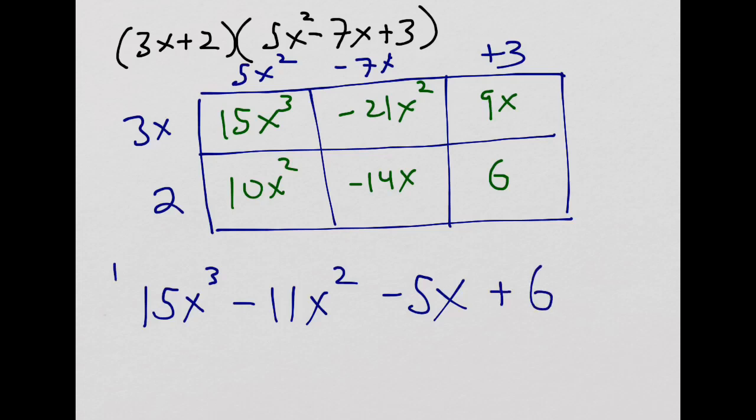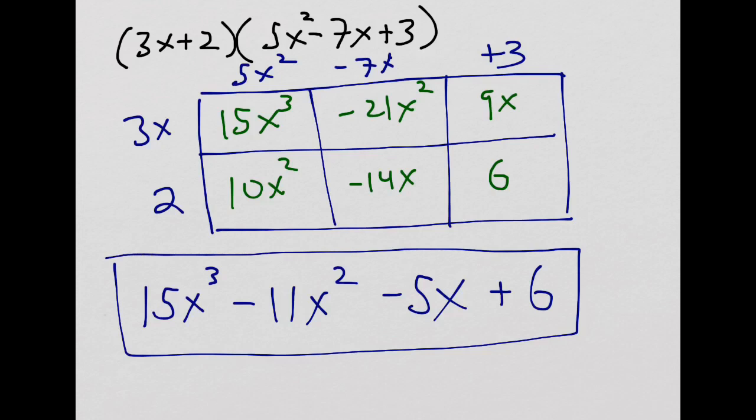And this gives us our final answer here. This is the product. This is what we get when we multiply it together. We get 15x cubed minus 11x squared minus 5x plus 6.